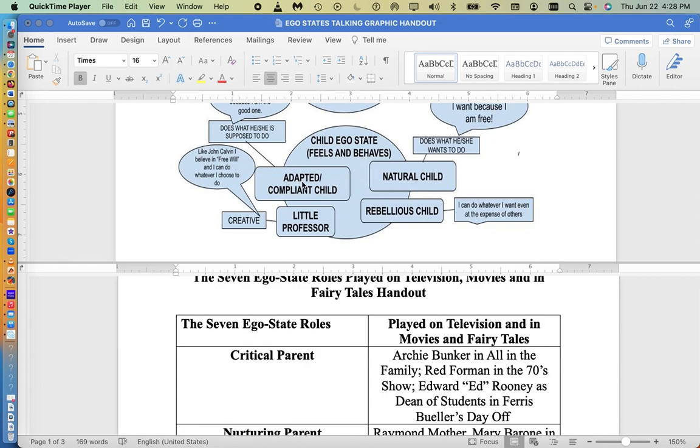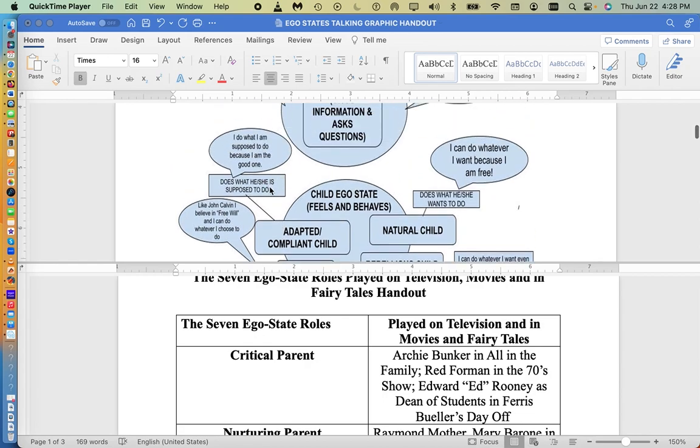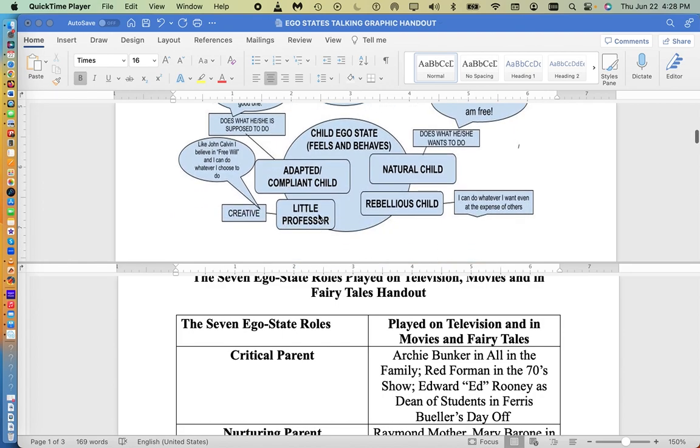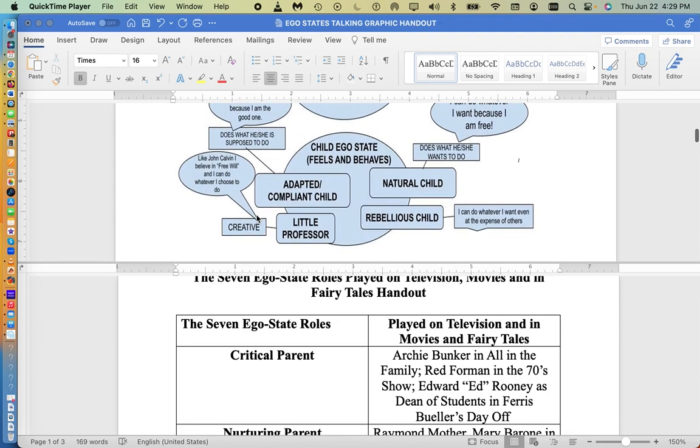Now, you can be an adapted or compliant child in the child ego state. That's where you can do what you are supposed to be doing. And you say to yourself, I do what I'm supposed to do because I am the good one. And finally, you can be the little professor in the child ego state. It's a very creative part of your personality. And as the little professor, you might say something like, just like John Calvin, I believe in free will and I can do whatever I choose to do, period.